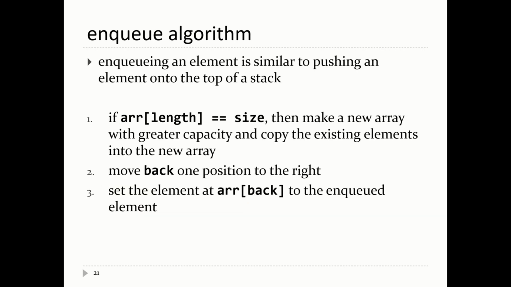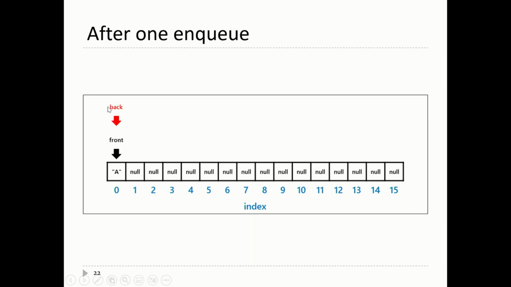Did I miss a step here? I missed a step. Step 4: the size goes up by 1. And the size is now 1. Notice that nothing happens to the front, because when you enqueue, you never touch the front element of the queue. All enqueues happen at the back.